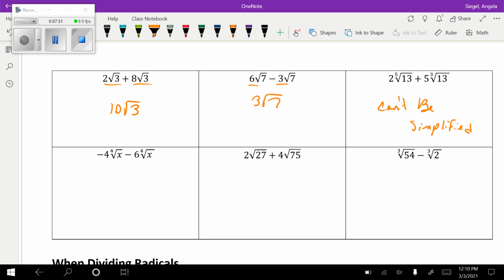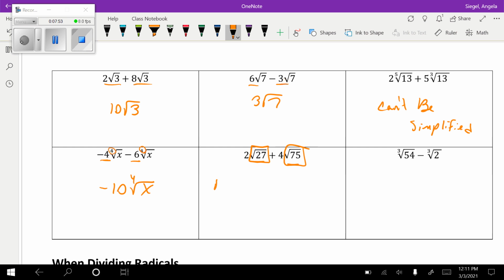Let's go down here. So now we have the same root. So I have -4 minus 6, which is -10 fourth root of x. Okay, so notice these are different. So I cannot simplify them, but here's the thing. I can simplify this radical, and I can simplify this radical.